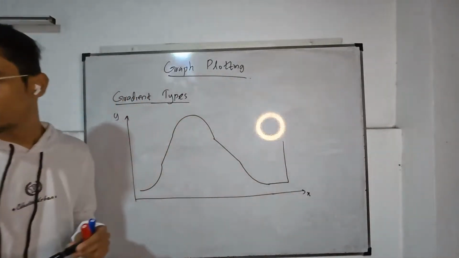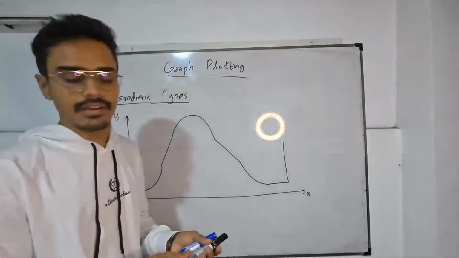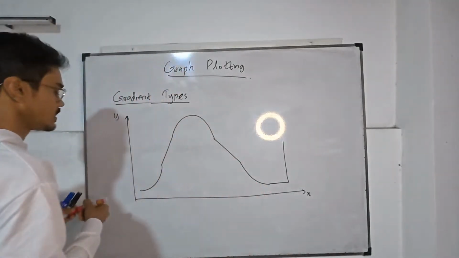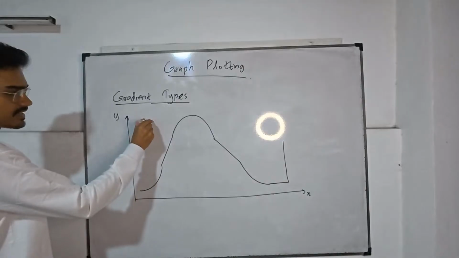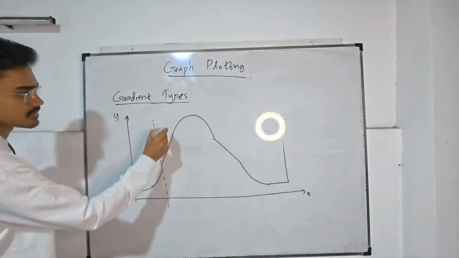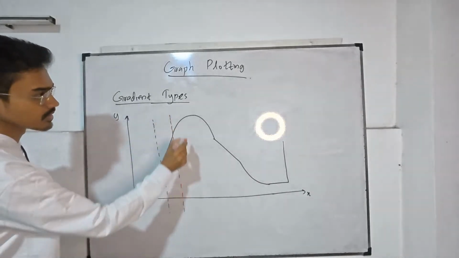See, I have drawn all gradient types we have on a single graph. Look at the board.